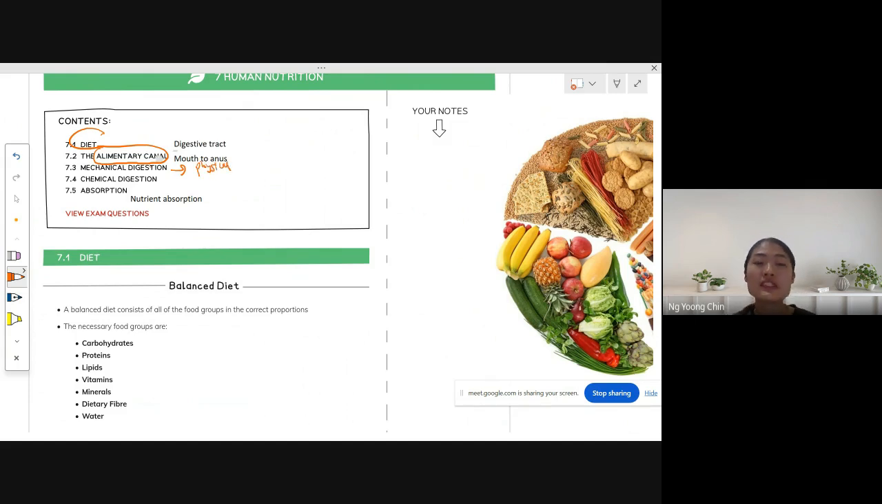Physical means like this: the food particle initially is very big, right? So you break it down in the physical way. In the mechanical way, you break the food particle down so it becomes smaller. So this is what is meant by mechanical. Then how about chemical digestion? Chemical digestion is usually performed by enzymes. Please always remember that enzymes carry out the chemical digestion.